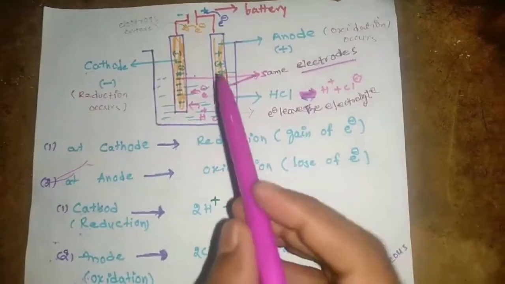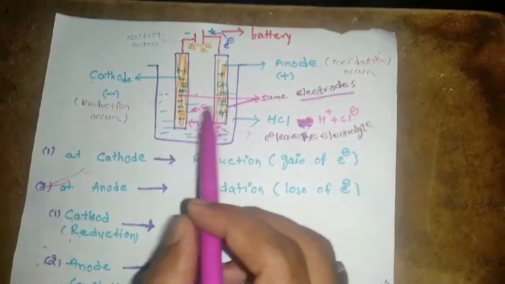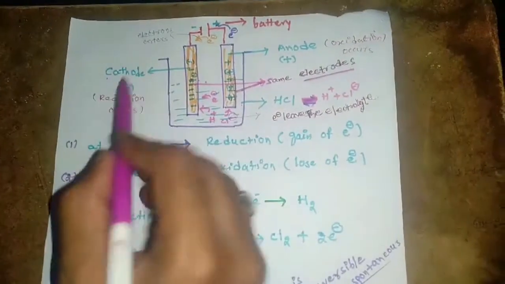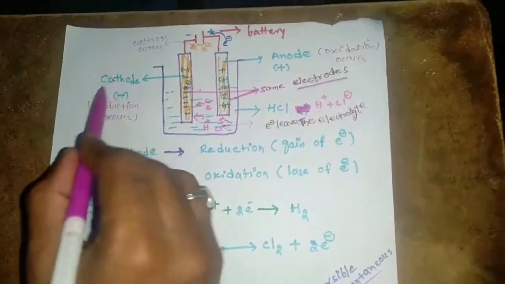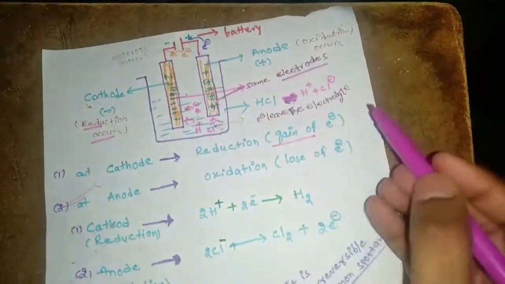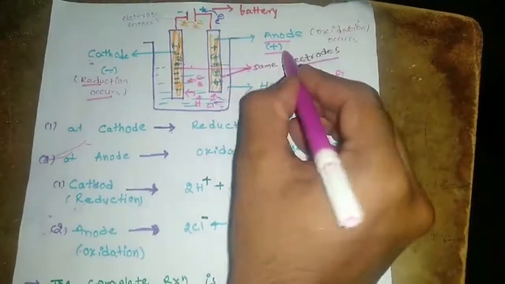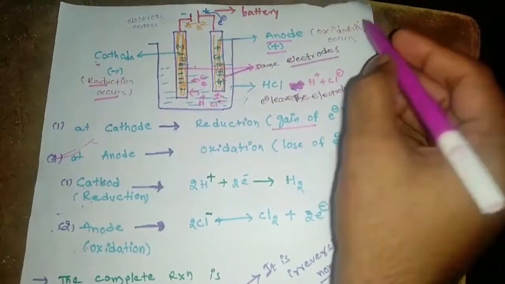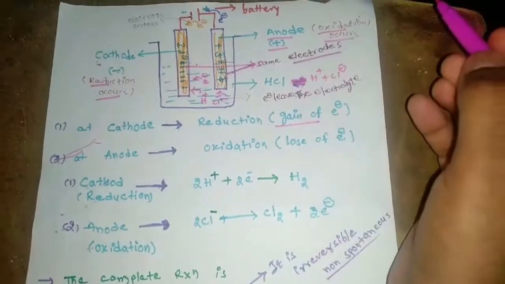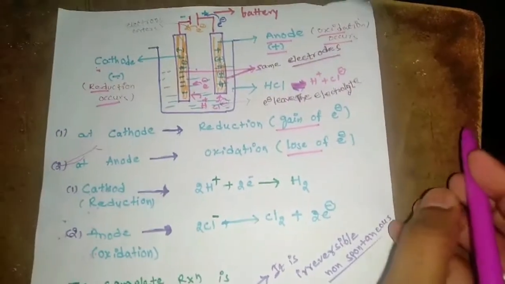Now see here, this is an electrolytic cell diagram. This is the cathode, this is the anode. Cathode is negative. Now at the place of the cathode, reduction occurs, and gaining of electrons is called reduction. Now here is the anode. Anode we denote as plus here. Already I said that. Here at the place of the anode, oxidation occurs. Oxidation means loss of electrons.